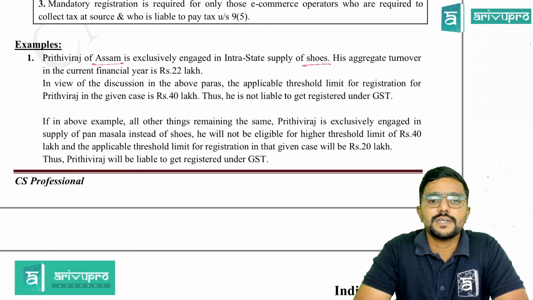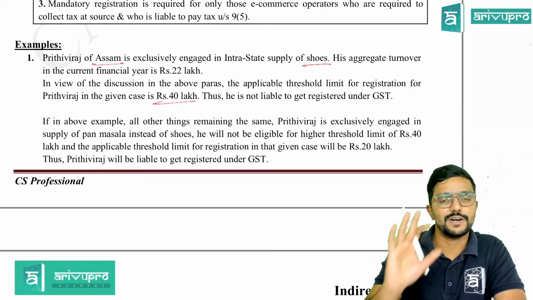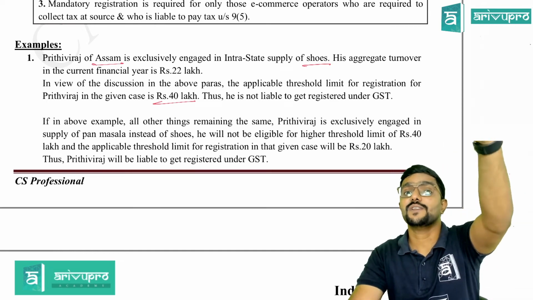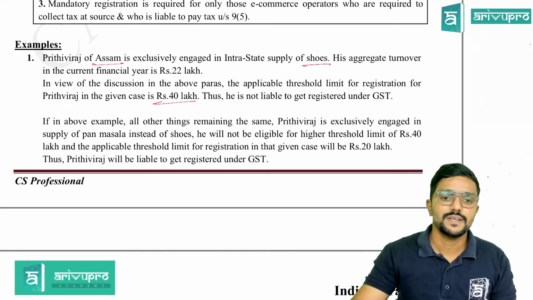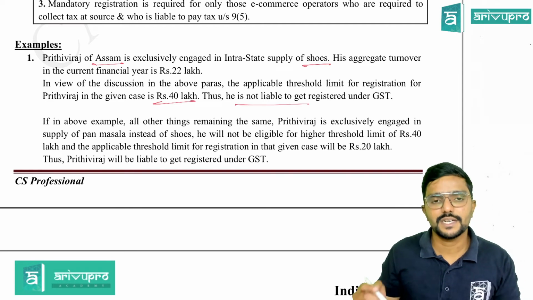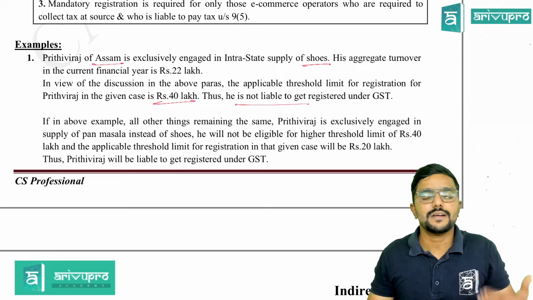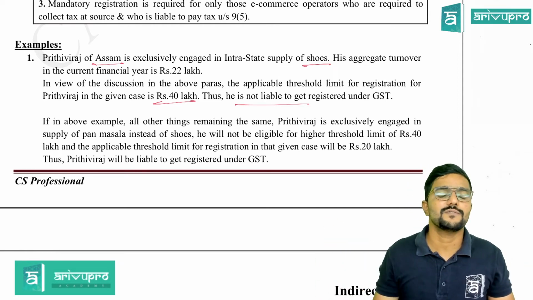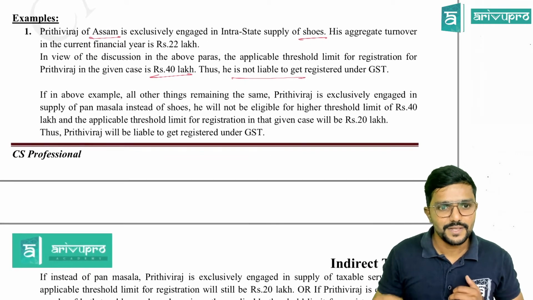In view of the discussion in the above paras, the applicable threshold limit for registration for Prithviraj in the given case is 40 lakh. So for Assam, 40 lakh only. Yeah, because out of the 10 states which are excluded, Assam is not there. You can check. Assam is not there. Okay, thus, he is not liable to get registered because the threshold limit applicable for him is 40 lakh and his aggregate turnover is 22 lakh. So he is not supposed to get registered. And shoes, he is supplying goods. So it is understood that 40 lakh limit is applicable for him, guys. Clear?